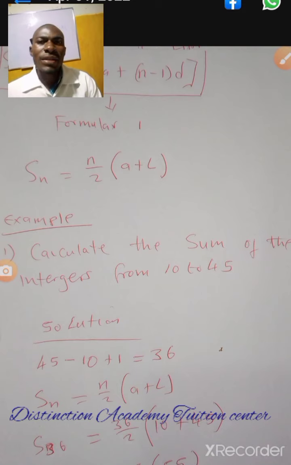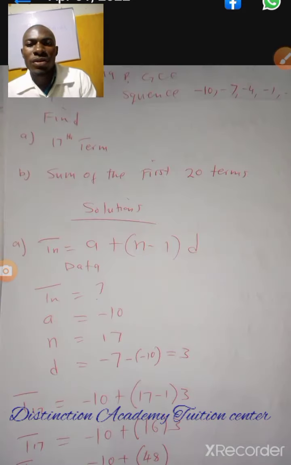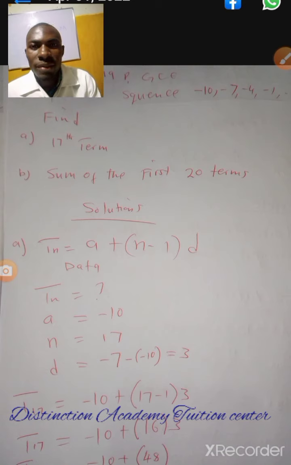Let's try to look at the other example, which came in 2019 paper 1. The question reads: for the sequence -10, -7, -4, -1, find the 17th term. This is very easy. What are we going to do?